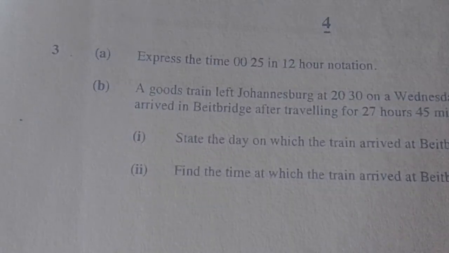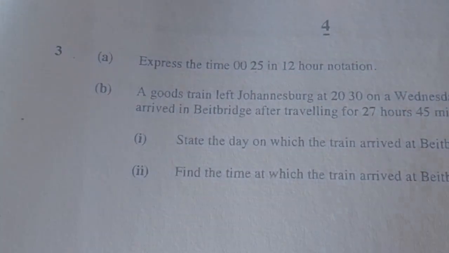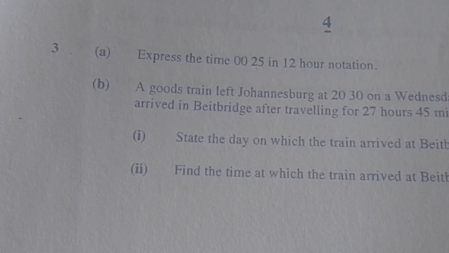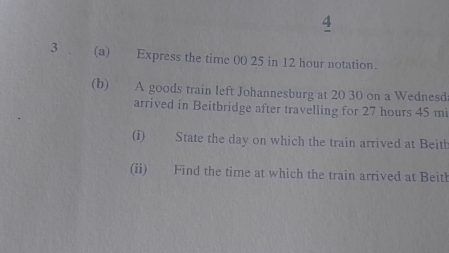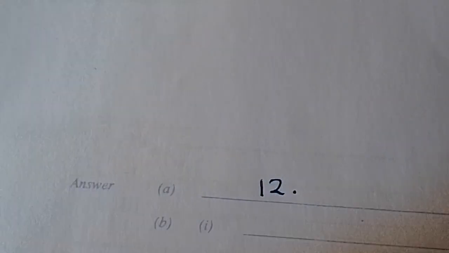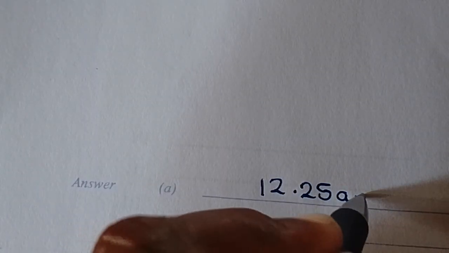Express the time 0025 in 12-hour notation. This is 25 minutes after midnight, right? It's 25 minutes after midnight. So it's 12:25 a.m.